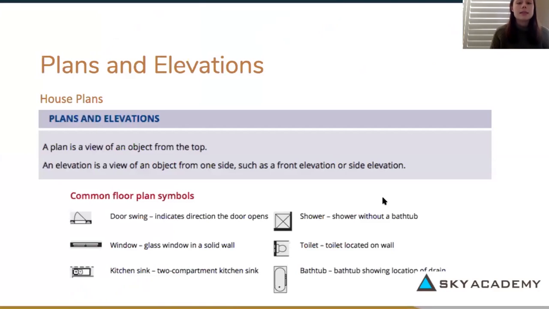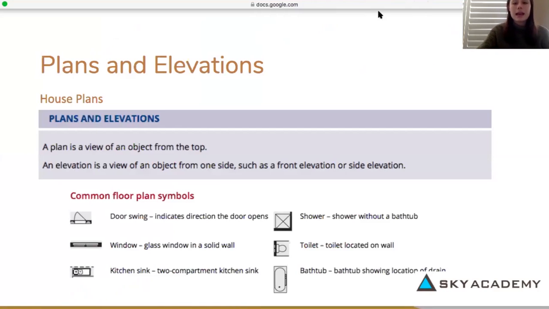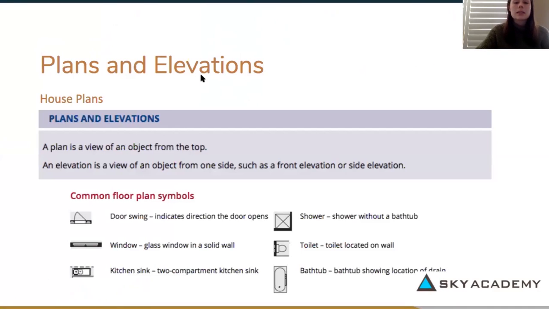So plans are typically house plans, which is like a drawing of the layout of the house. So if you're looking to buy a house, they might show you the layout so you can see what the house looks like. And an elevation is the view of the object. So it might be from the front or from the side or from a bird's eye looking down from on top.